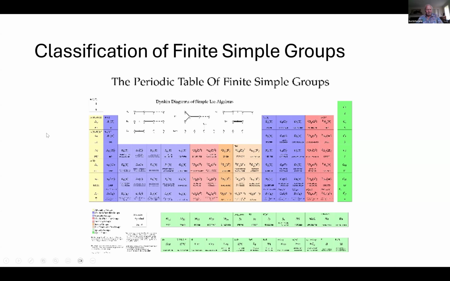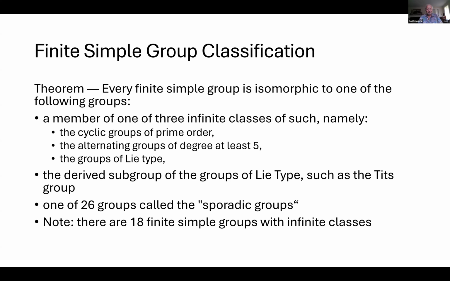Here's this periodic table of finite simple groups, with 18 columns here. Down at the bottom, we have 2 rows of 13 sporadic groups that don't fit in anywhere up here. So the thing that was proved here was that every finite simple group is isomorphic, it's one-to-one, it matches identically, and there's nothing missing, to one of the following groups. There's a member of one of three infinite classes: the cyclic groups of prime order, the alternating groups of degree at least 5, and the groups of Lie type. These are the ones that I mentioned before, were translations, rotations, scaling up, scaling down. Simple groups with infinite classes, and 26 sporadic groups.